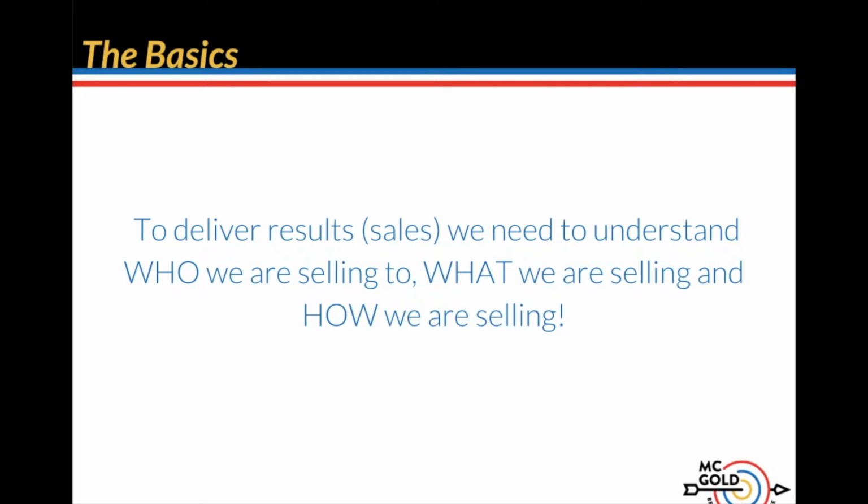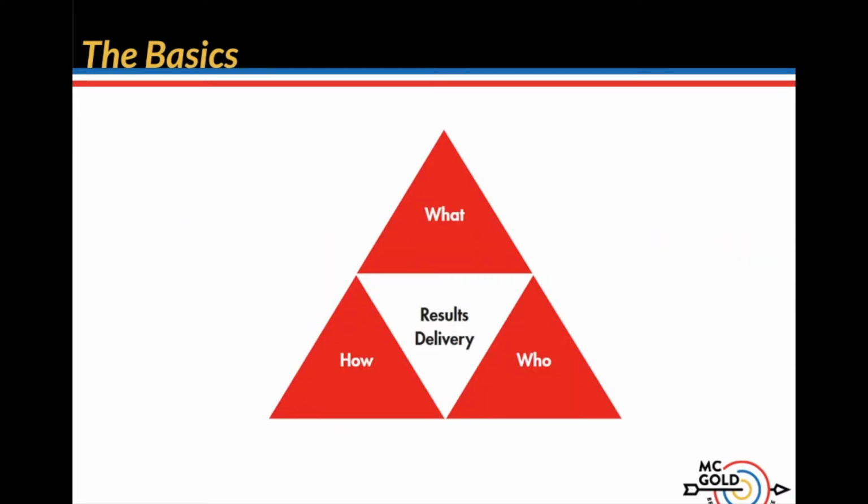But just to see the overview, to deliver sales, we need to understand who we are selling to, what we are selling, and how we are selling. So basically we have this triangle, and if you nail all three of these things, then you're going to have results. So what do we mean by who?